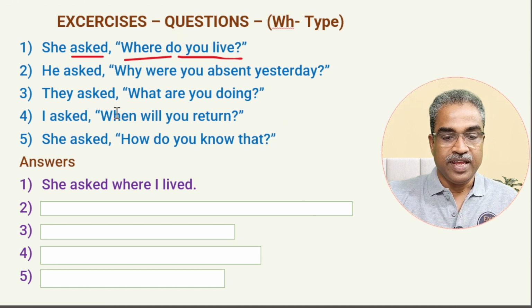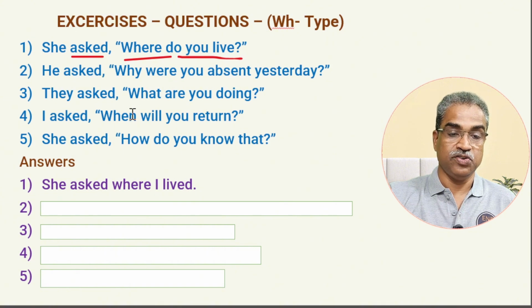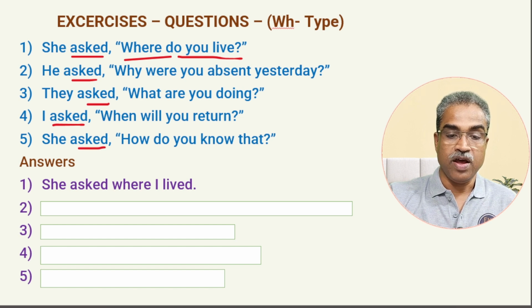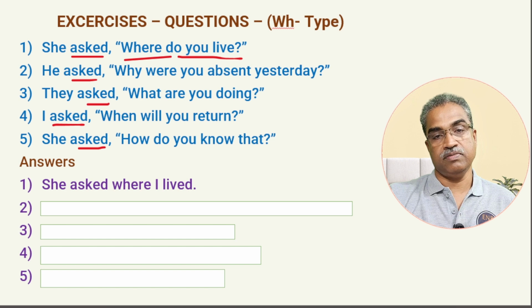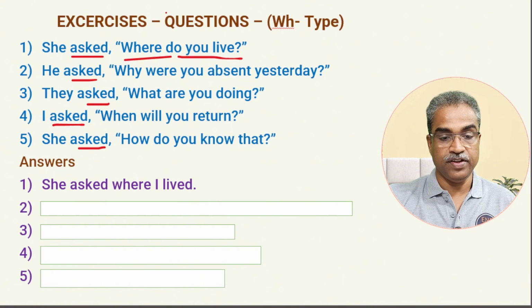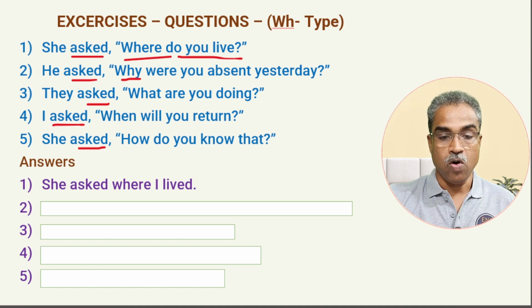Next one. He asked, why were you absent yesterday? Come on, let's do this one. Again, of course, all these are asked, given already, not said or told. It's already given, asked here. Okay, fine. Now, why were you absent yesterday? It's a question, right? Yes. So, he asked me, if it is me, okay? Why? We need to take this why. He asked me why. If it is me, then this you is I. He asked me why I had been absent yesterday.